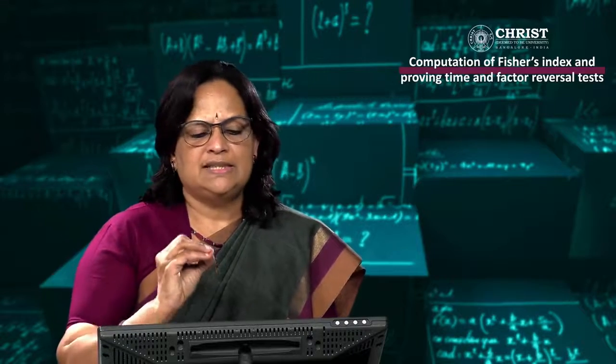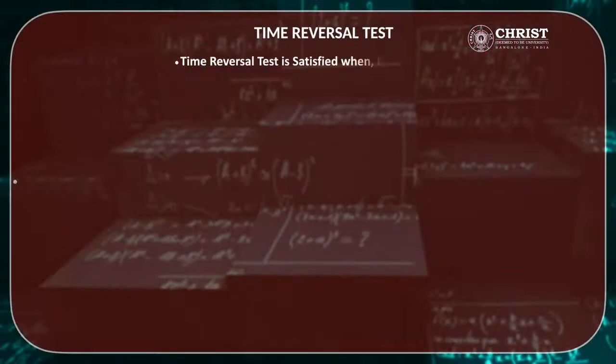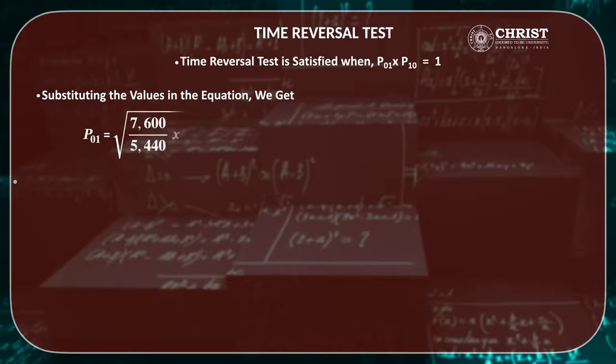Now we have to prove both the tests. One is time reversal test and second one is factor reversal test. Time reversal test is P01 into P10 is equal to 1. Now we substitute the values in the equation. We will get P01 is square root of 7600 divided by 5440 into 7040 divided by 5056.